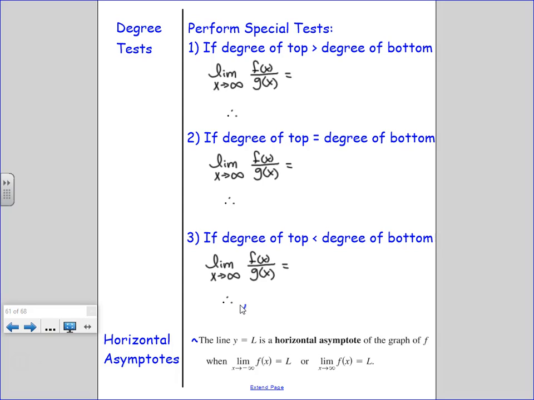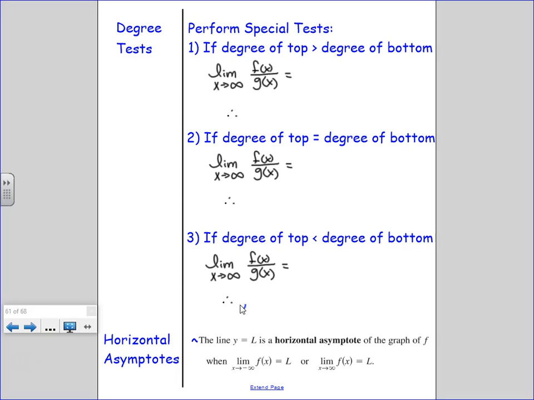Even though sometimes we don't have to think about the degree test, whenever we have a fraction, we have to think about the degree test. Now, there are technically more algebraic ways of doing this that aren't quite as shortcutty, but we like shortcuts, right?